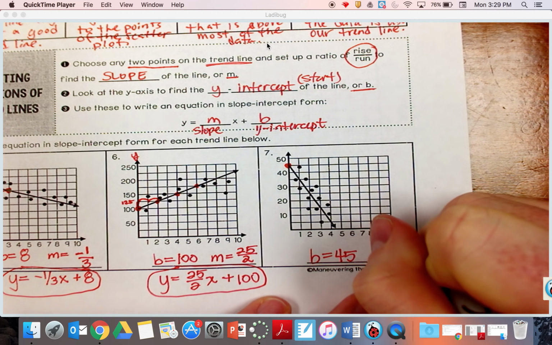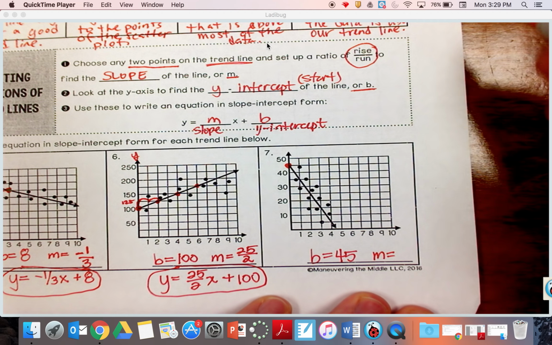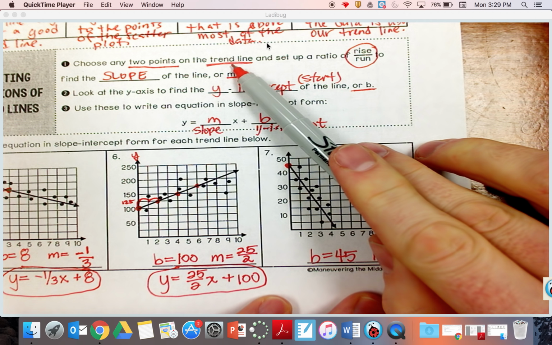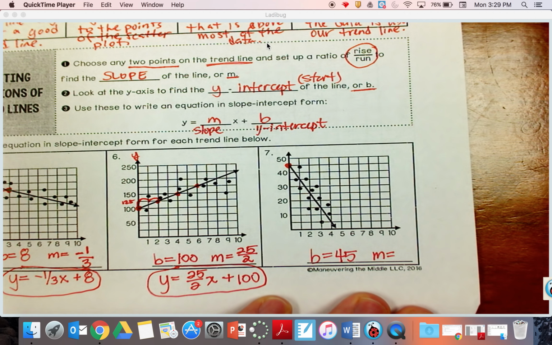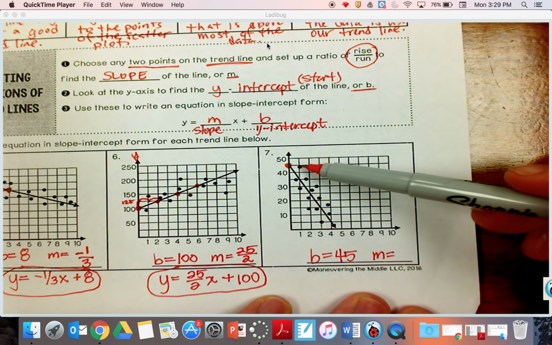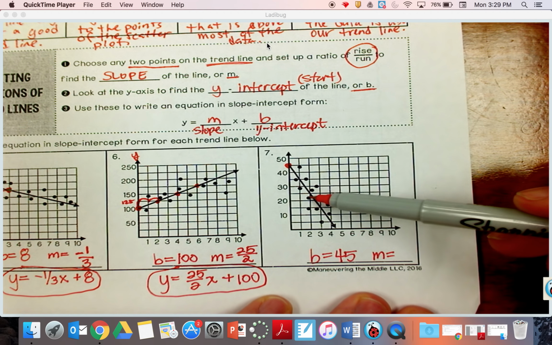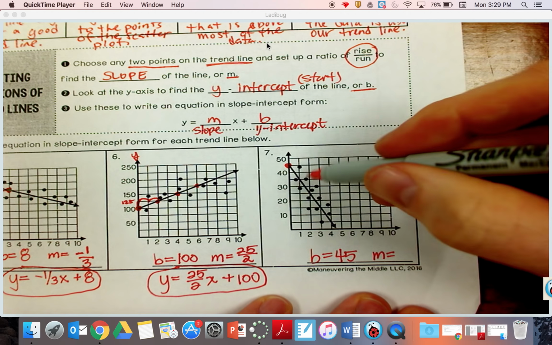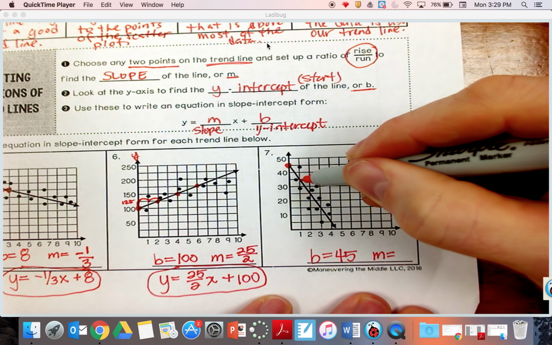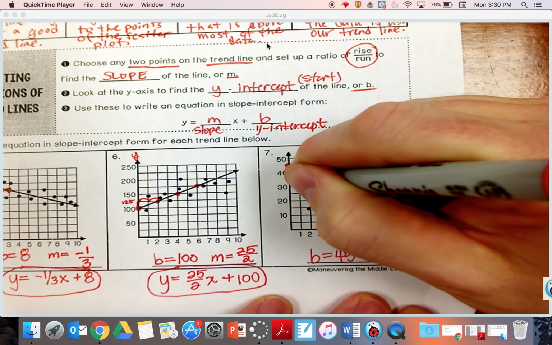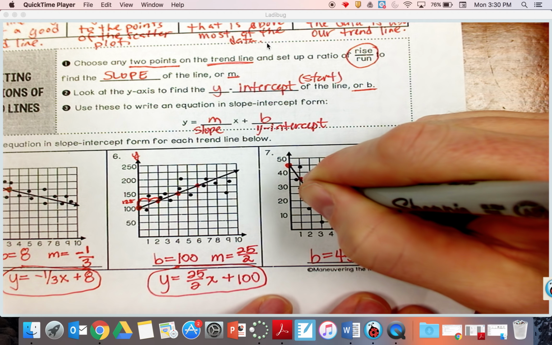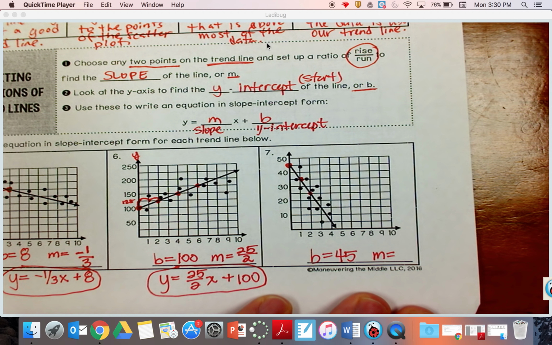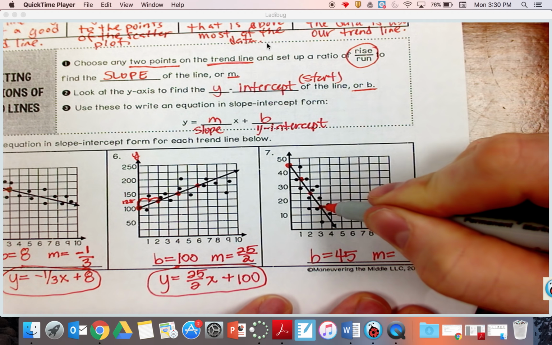My slope, I need 2 points. It tells me right here, 2 points on my trend line so I can do the rise over the run. So if I look here, these dark black points are not on my trend line, so I can't use those. So I just got to follow my trend line and see, oh, there's one point right here that I can have. There's another point right there. There's another point right here where they're crossing those corners.